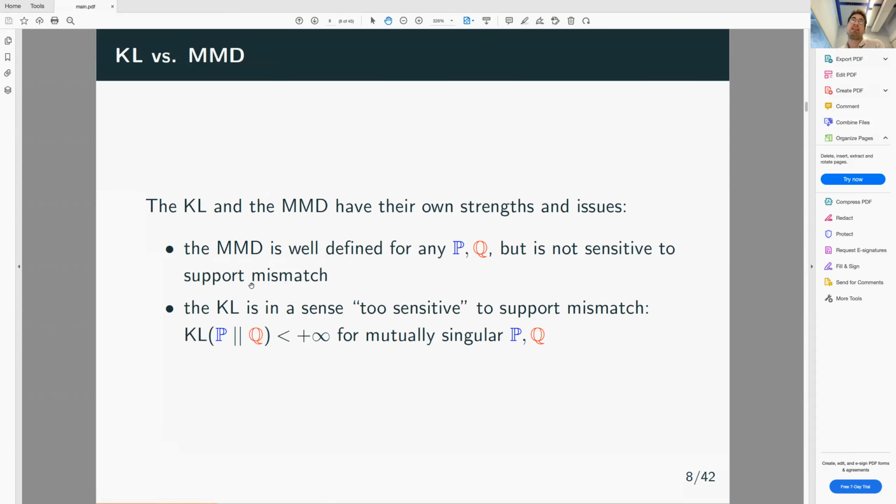As I said, the KALE and the MMD have their own strengths and issues. So the MMD is well defined for an EPQ, but not super sensitive to support mismatch, especially for various choices of kernels. Essentially, it depends on the kernel, which characterizes the RKHS, but it can be not sensitive to support mismatch. Whereas the KALE is very sensitive to the support mismatch, but in a sense a bit too sensitive, since as soon as P and Q are mutually singular, KALE(P|Q) is plus infinity, indistinctly of the distance between the supports.